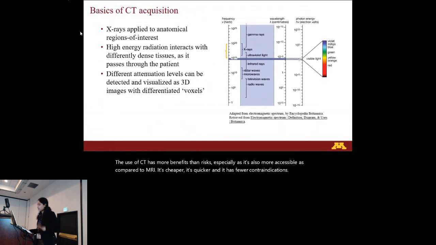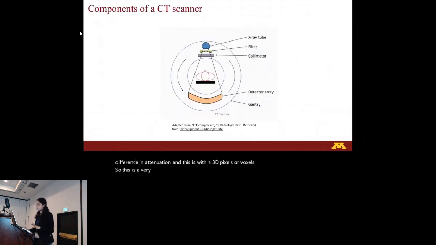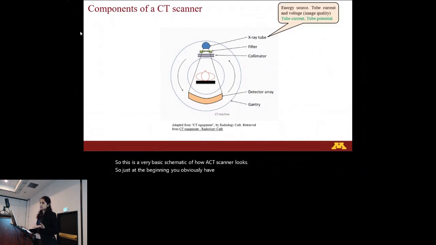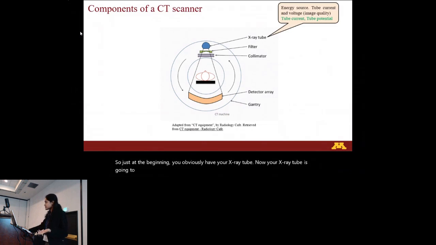So just quick background, CT is acquired with X-rays. High energy electromagnetic radiation is passed through the patient body, and then as it gets attenuated through the differently dense tissues, we capture the attenuation at a detector and then visualize that difference in attenuation. And this is within 3D pixels or voxels. So this is a very basic schematic of how a CT scanner looks. So just at the beginning, you obviously have your X-ray tube. Now your X-ray tube is going to be your energy source. It has the basic cathode-anode composition.